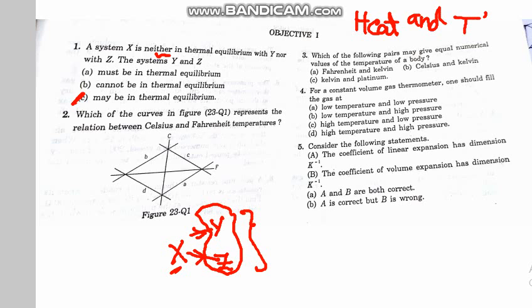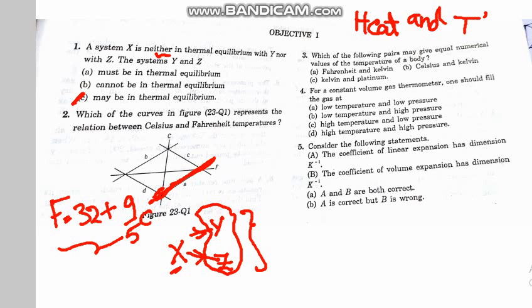And the second one: which of the curves in the figure below represents the relation between Celsius and Fahrenheit temperature? You first have to know the relationship between Fahrenheit and Celsius temperature. F equals 32 plus 9 by 5 into C, where C is the centigrade temperature. Put the values of C in this relation and find F, then you get the graph this way. So A is the right option.